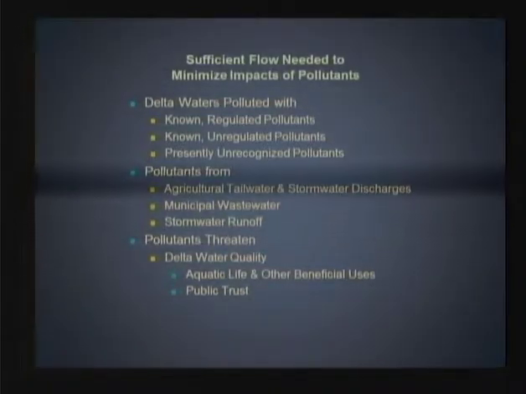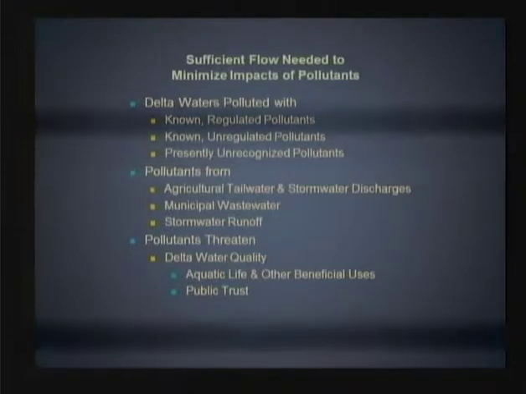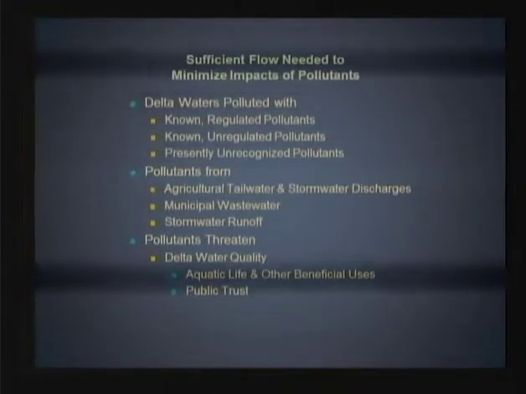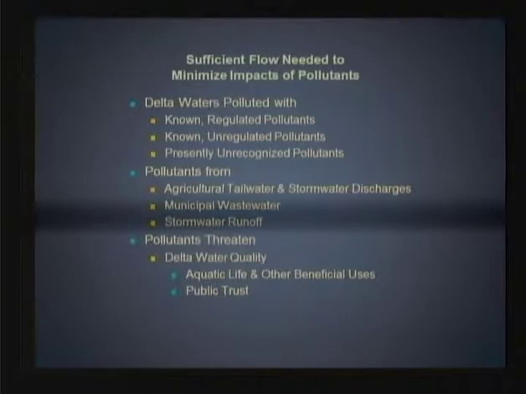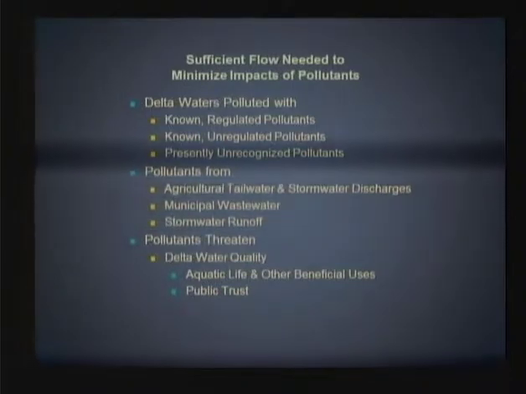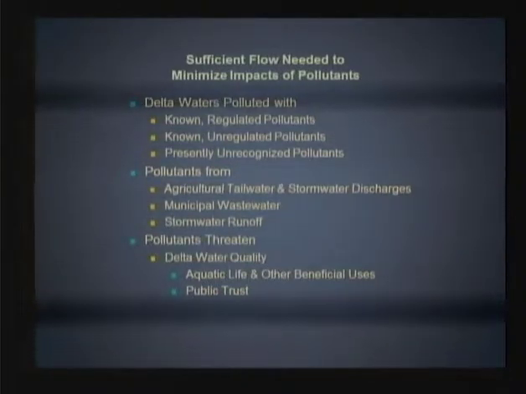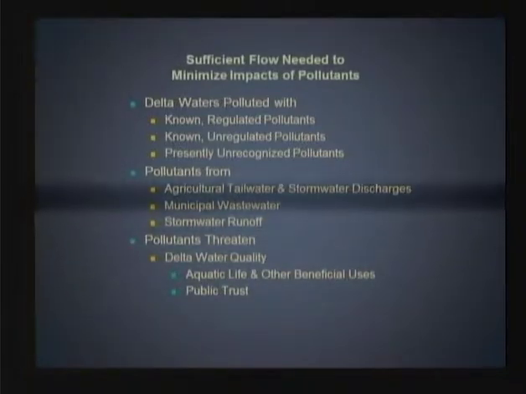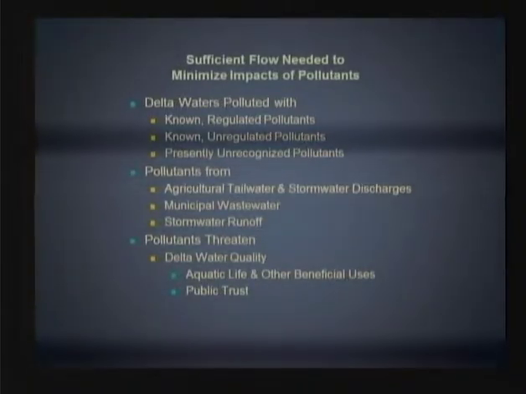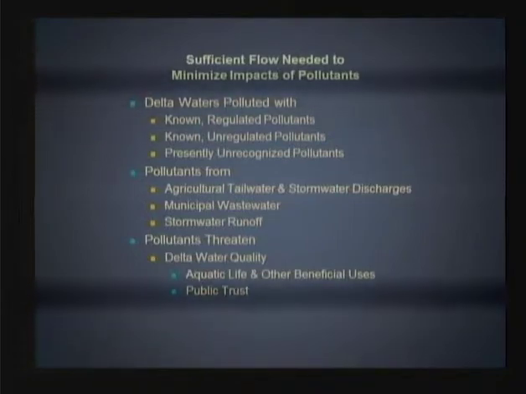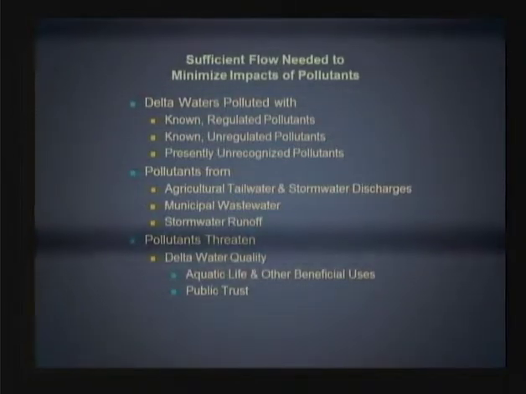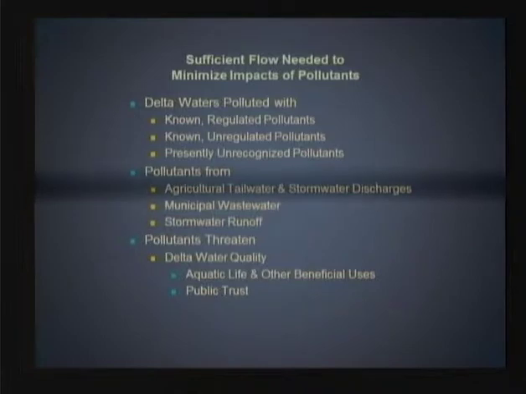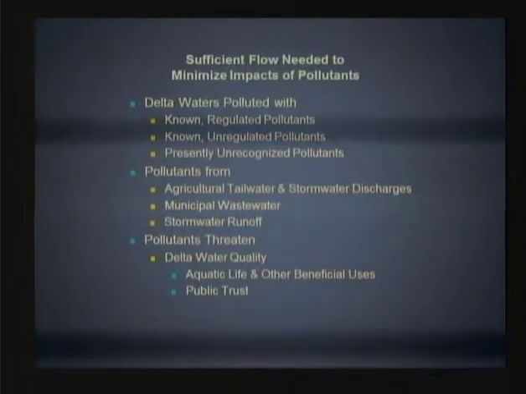These pollutants are derived from agricultural tailwater and stormwater discharges, municipal wastewater discharges, and stormwater runoff from urban areas such as Sacramento and Stockton. These pollutants threaten Delta water quality, and by water quality I mean aquatic life and other beneficial uses, and are a definite threat to the public trust resources of the Delta.